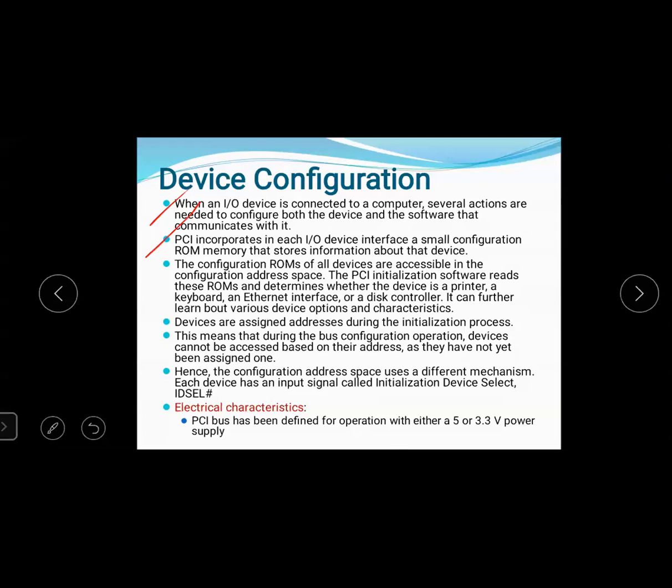PCI incorporates in each IO device interface a small configuration ROM memory that stores information about the device. The information about the device is stored in a ROM memory, and that ROM memory is available in the IO device interface. The device is connected to the processor through the IO interface, and on the interface there will be a small ROM where we store all the information about the device.